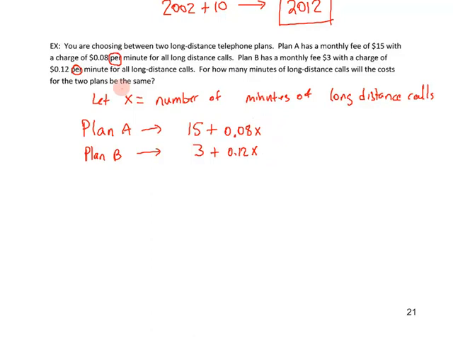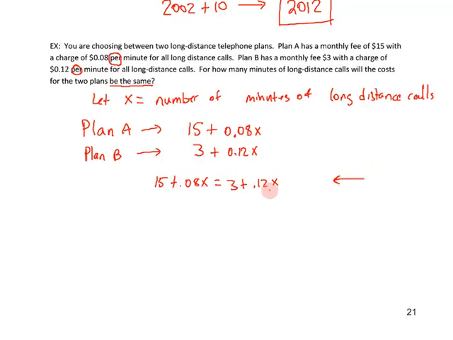Okay? And you see this phrase right here. When will they be the same? That means set them equal to each other. When is 15 plus 0.08x equal to 3 plus 0.12x? Now we have our equation. Once you get to this point, you're now ready to just solve for x.